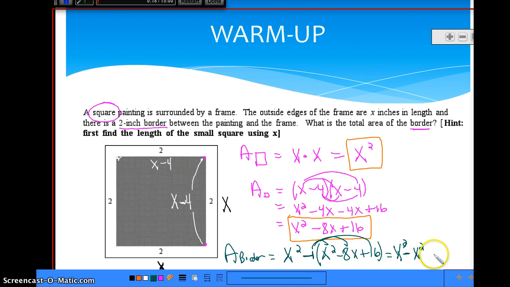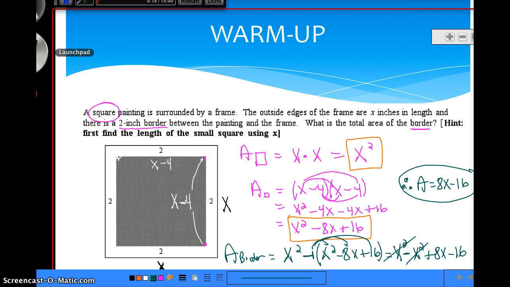Now distribute. Negative 1 times that would be x squared. Negative 1 times negative 8 would be positive 8x. And negative 1 times 16 is negative 16. The x squareds are going to cancel. Therefore, the area of the border is equal to 8x minus 16. Really tough question. Make sure if you don't fully understand that, rewind and listen to this again, okay?